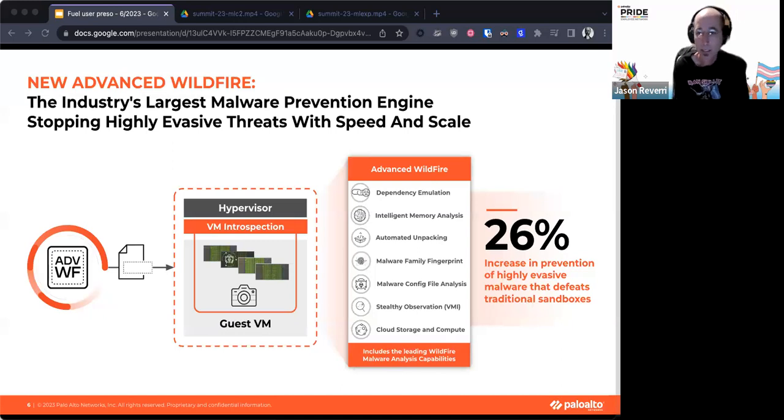Being able to perform these advanced analysis techniques requires significant additional infrastructure with access to an unlimited supply of compute and storage to detect evasive malware quickly and on a global scale. The addition of these new advanced Wildfire detection techniques results in further detection efficacy improvements. From the research that we've been doing, we've observed a 26% increase in the detection efficacy on files that were previously deemed to be benign because they were highly evasive.